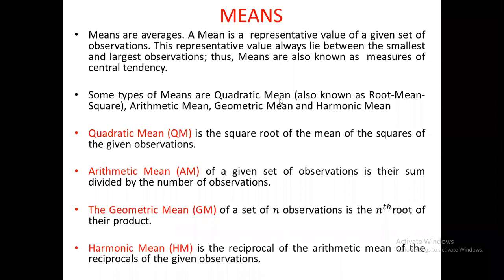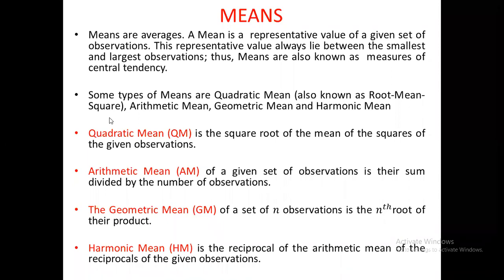So we have some types of mean. Quadratic mean. Please note that quadratic mean is also known as the root mean square. In certain texts you may see root mean square, in some you may see quadratic mean. They mean the same thing. We have arithmetic mean, geometric mean, and harmonic mean. Now, what is quadratic mean? Quadratic mean is the square root of the mean of the squares of the given observations.